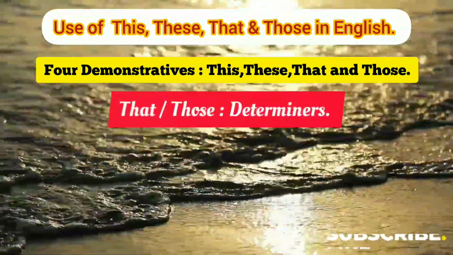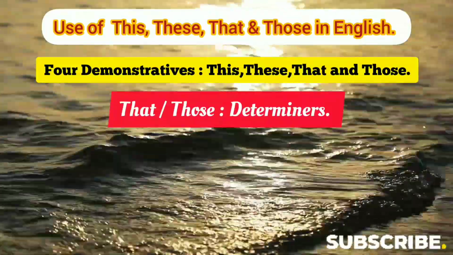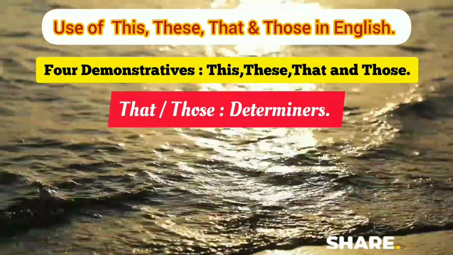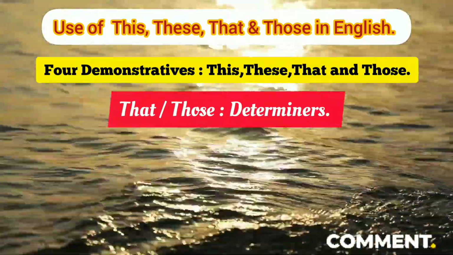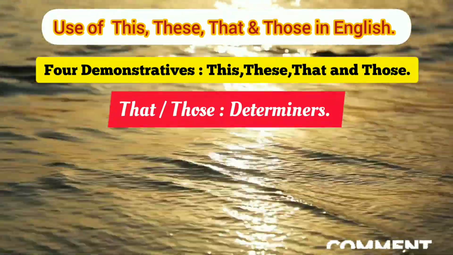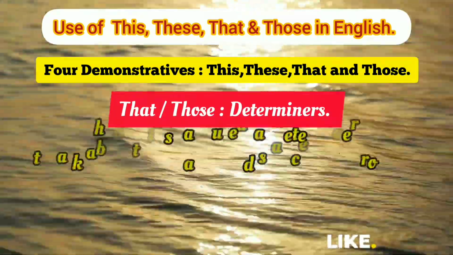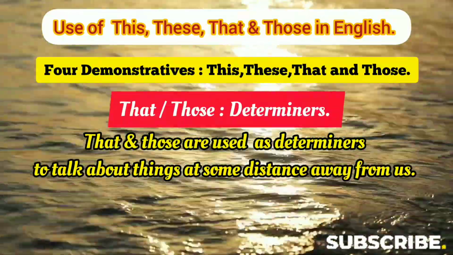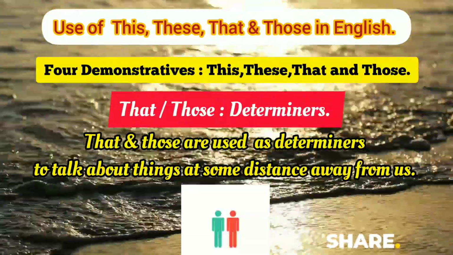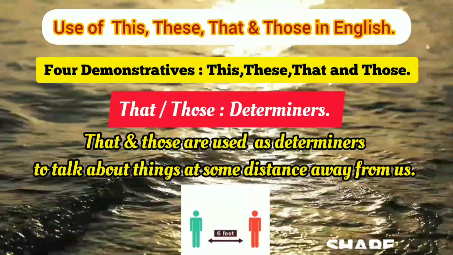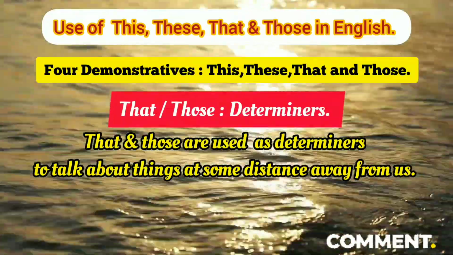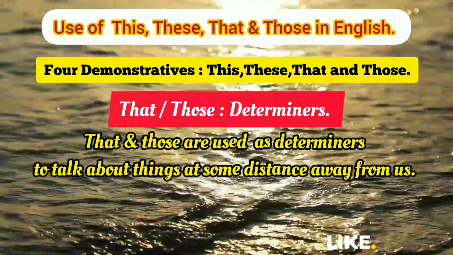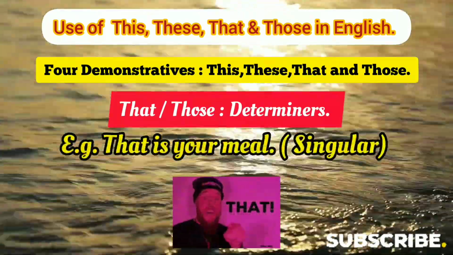Up next, I'm going to discuss the next pair, that is that and those. Just the opposite, as I have already discussed, this and these are used to talk about or point out a thing or things close to you, and in case of that and those, we normally use them as determiners to talk about things at some distance away from us, something that is away from us. At that time we have to use that and those as determiners to talk about things at some distance away from us. As you see the first one, that is your meal.